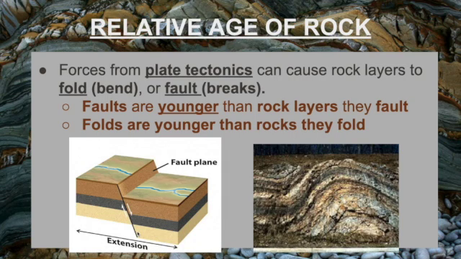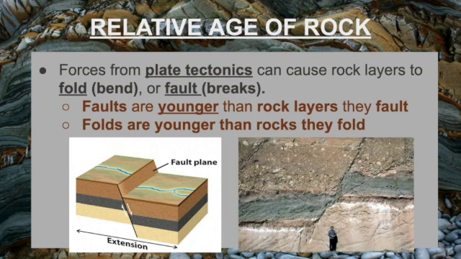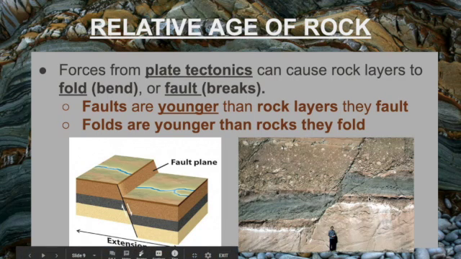Again, that should make sense. The rock has to be there before it can move it, or break it, or bend it. Okay, there's a picture of it nice and clear there in real life, not just a diagram. As you can see right here with the gray rock here that there was a fault that caused those rock layers to no longer be perfectly aligned.